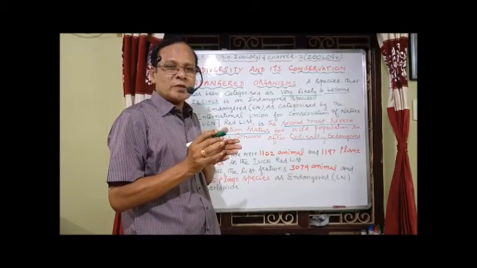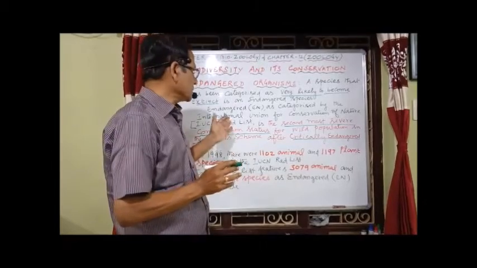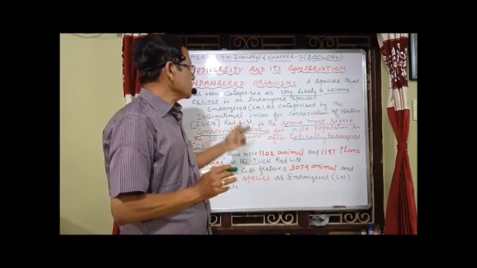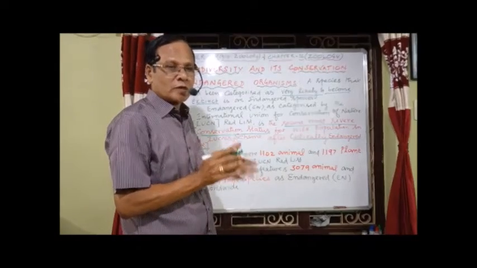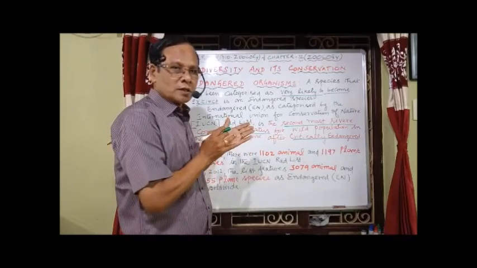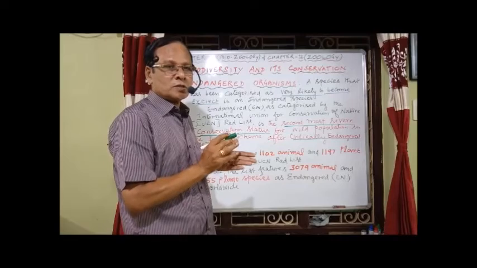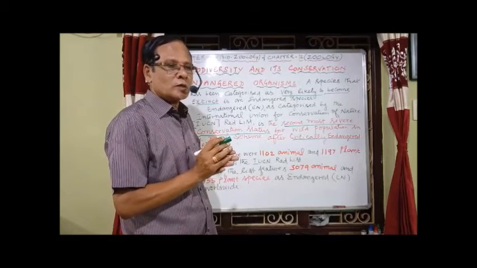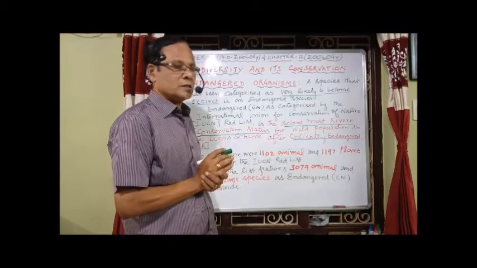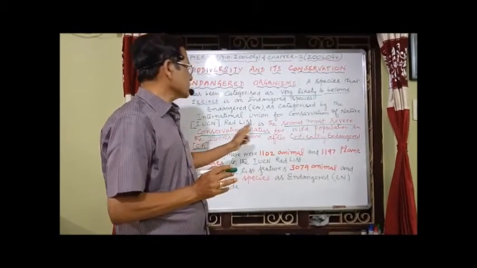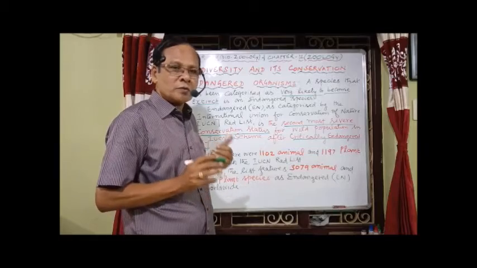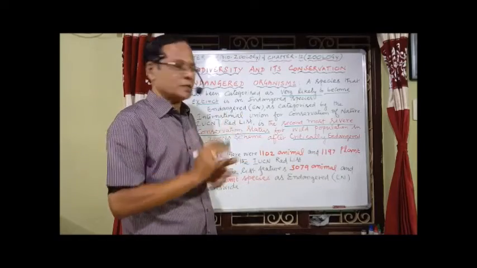They made a red list. As per the red list, endangered species is the second most severe conservation status. We have to give importance to these endangered species. The first is critically endangered species, and the second is endangered species. That means we have to give importance to the conservation of such species.